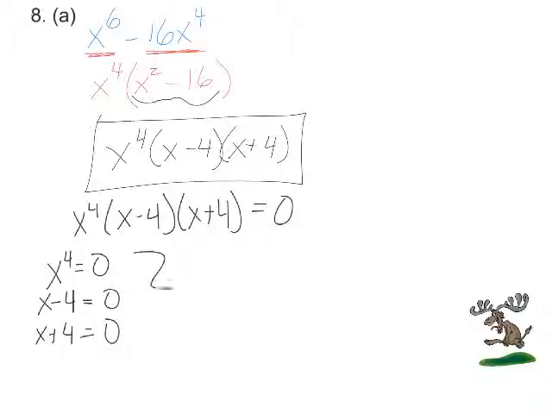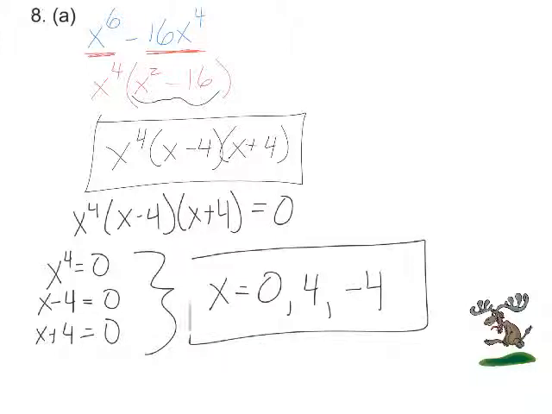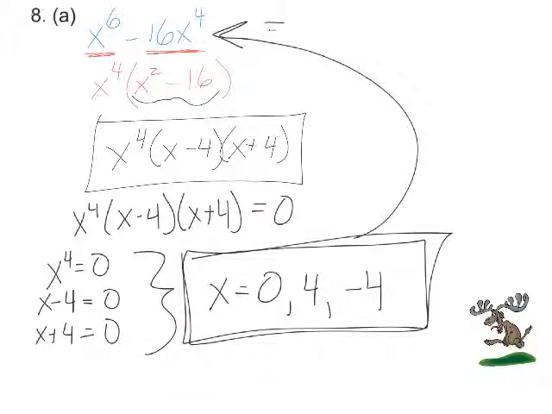And in this case, we're going to get three answers. And those answers are x equals 0, 4, and negative 4. So those are the three values that if you plug into this equation, it would set it equal to 0.